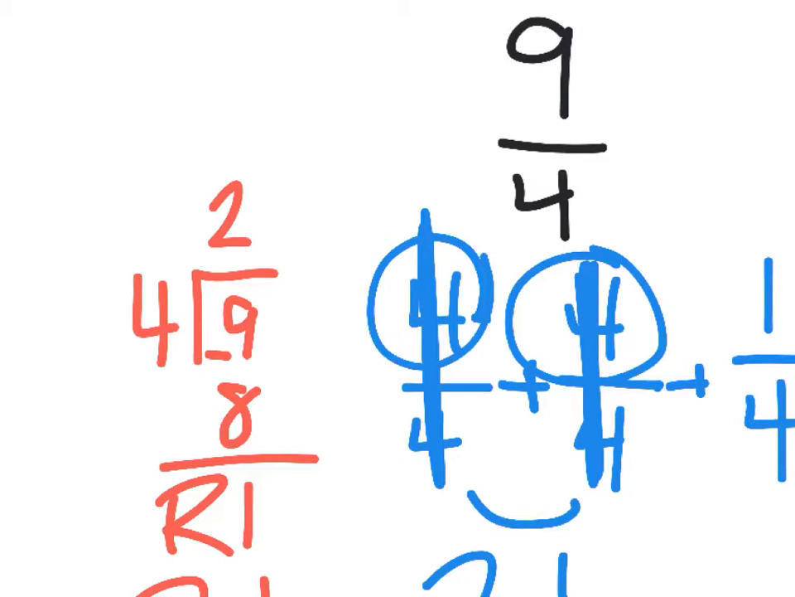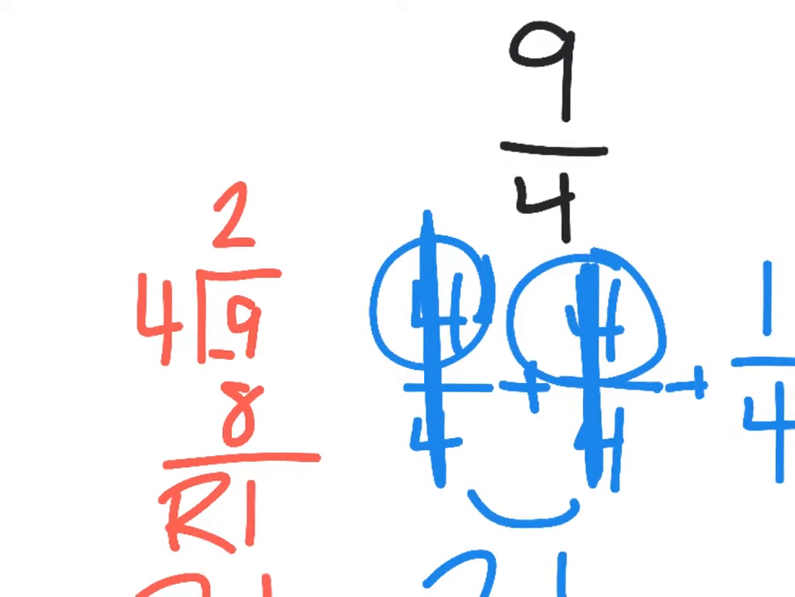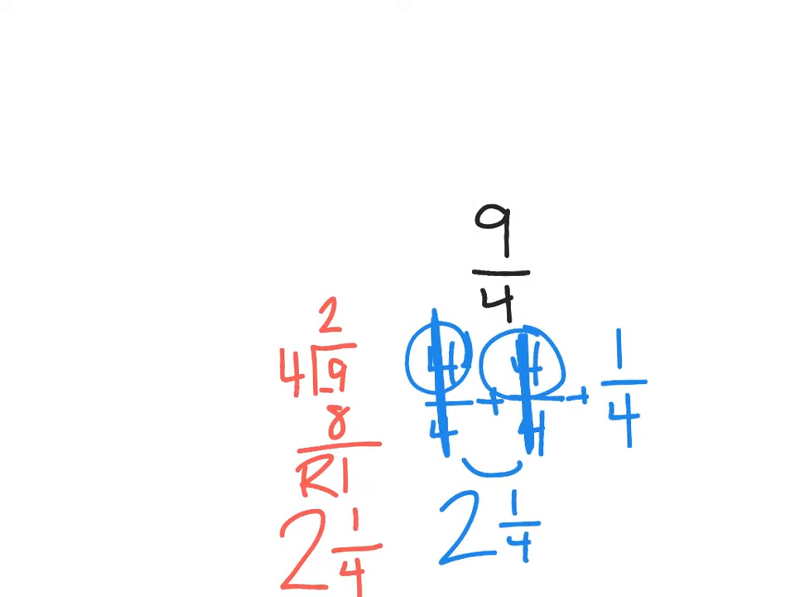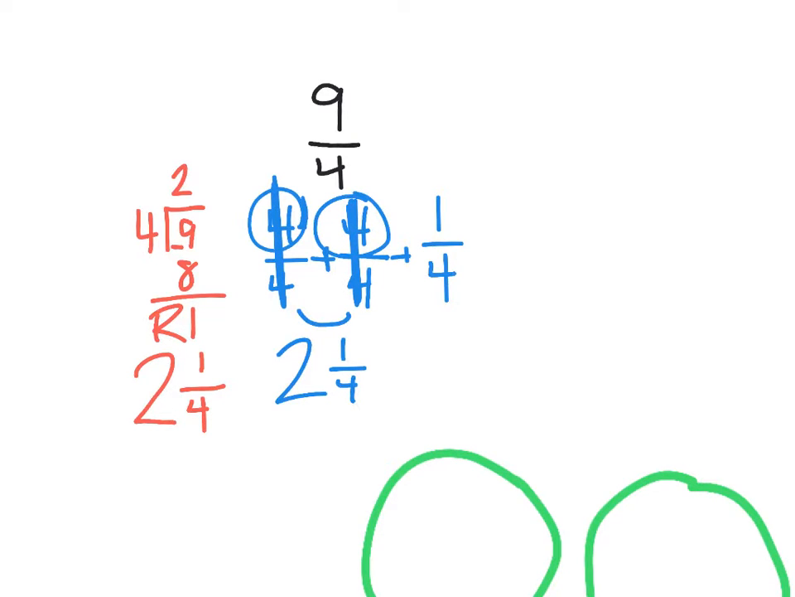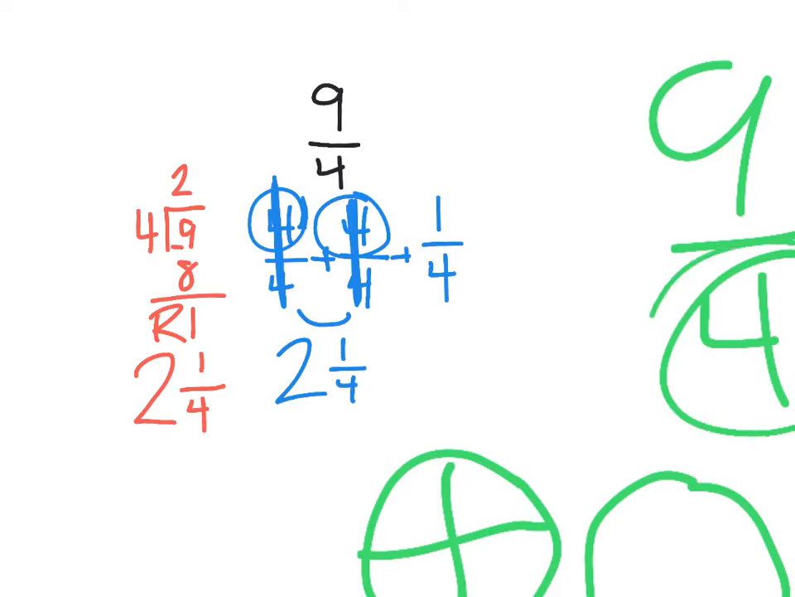Okay. And my third method, I'm going to kind of shrink what I have right now because it's going to take a little bit more room. I'm going to draw a picture. For this picture, I have an unknown number of circles that I need to draw. So to start off, I'm just going to draw 2 circles. What I need to do is split them up into fourths. The reason I'm choosing 4 is because it's my denominator for my 9/4. So I'm going to split my circles into fourths.